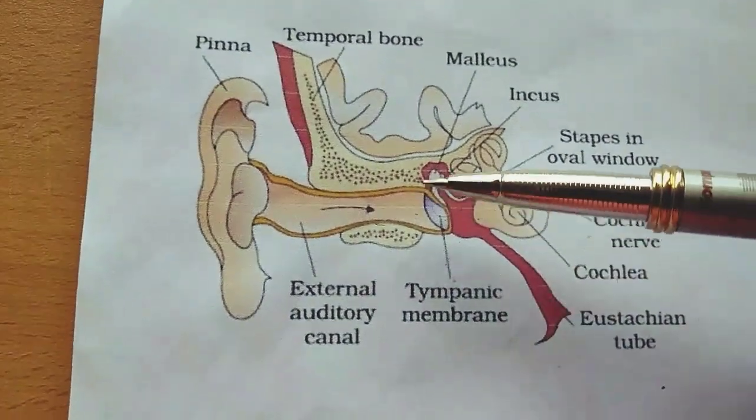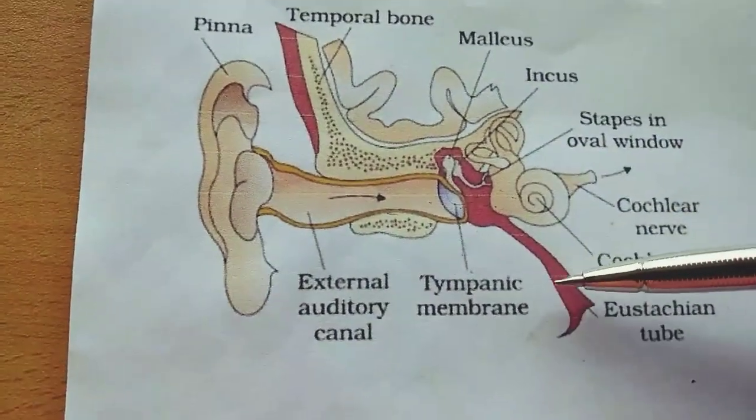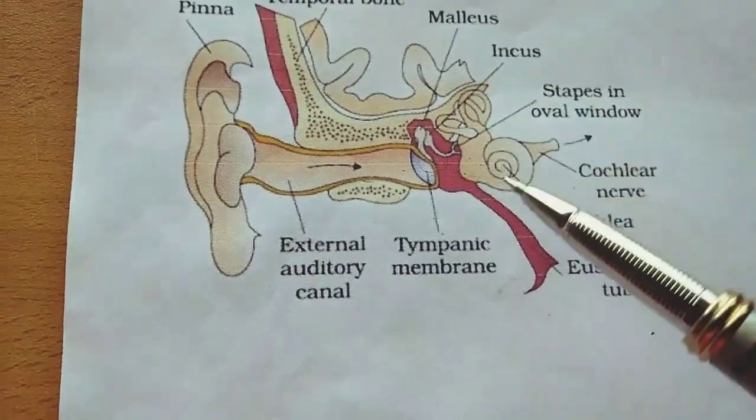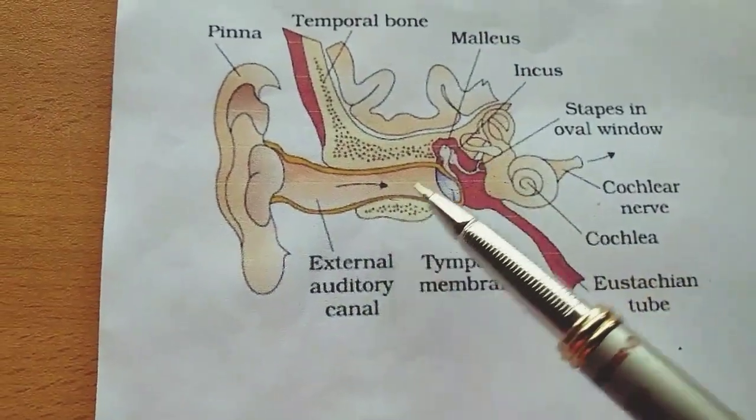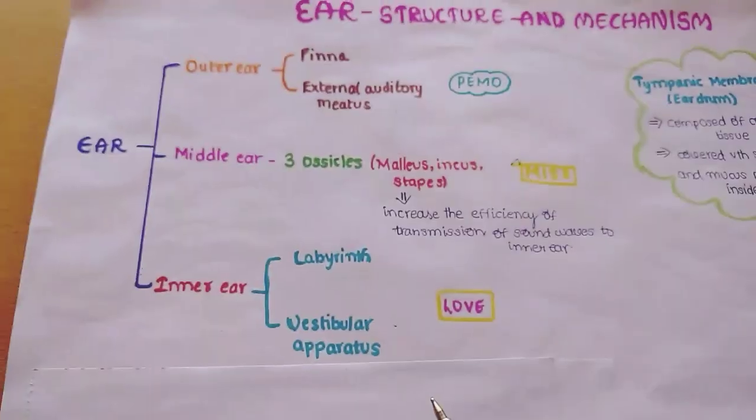The Eustachian tube connects the middle ear with the pharynx. This is the Eustachian tube. It helps in equalizing pressure on either side of the tympanic membrane, that is the eardrum.